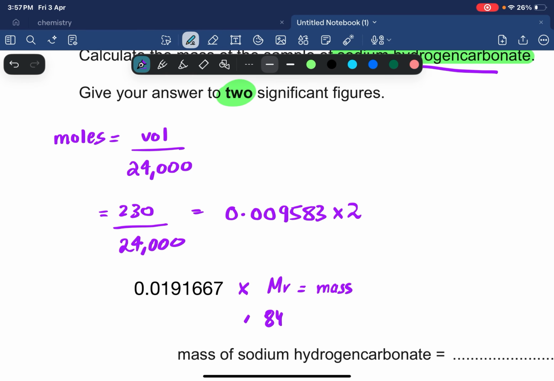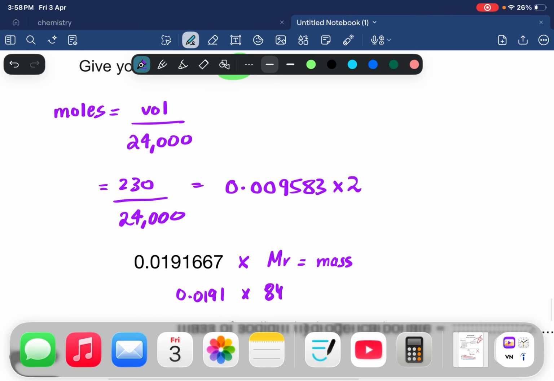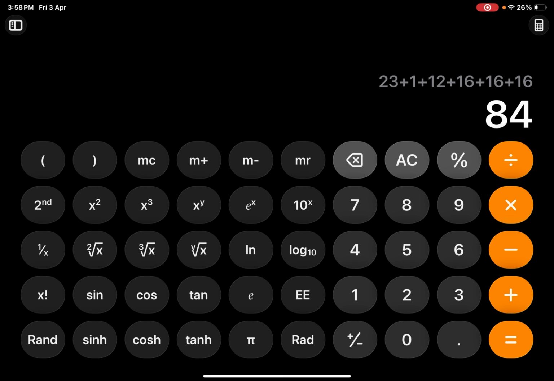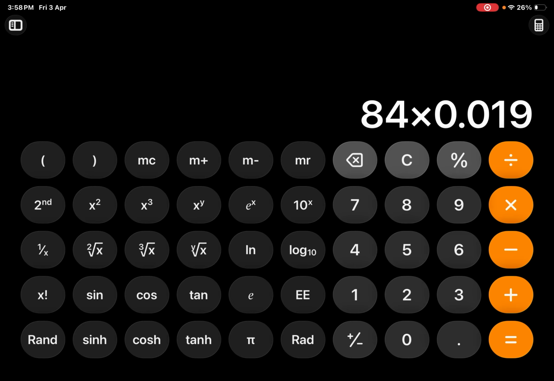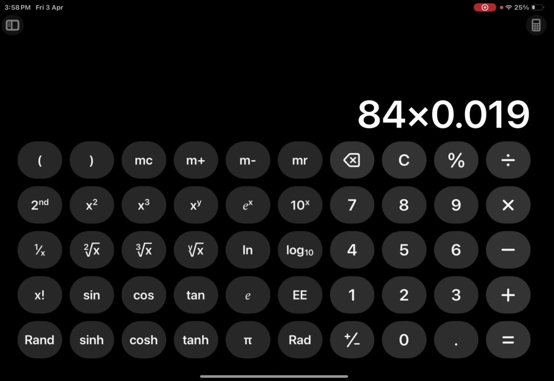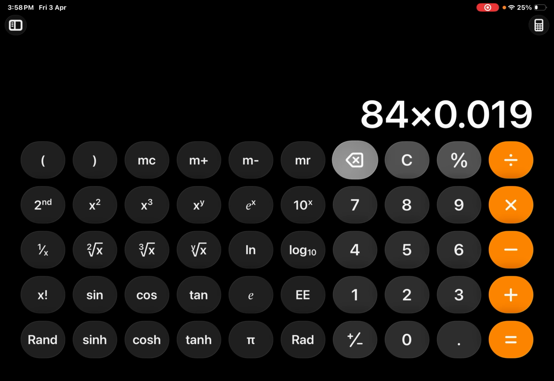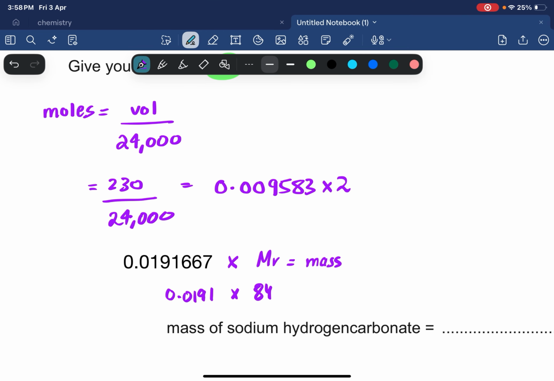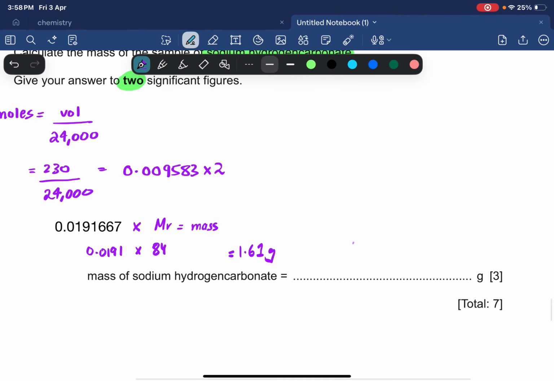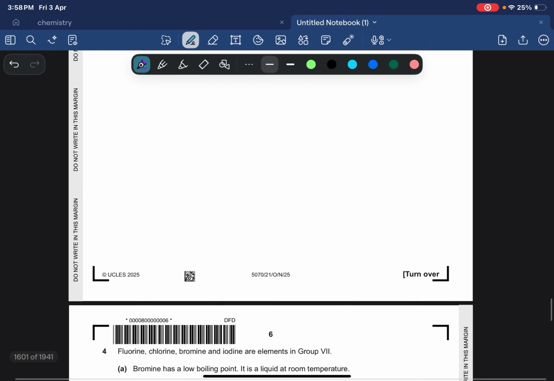So 84 multiplied by 0.0191667, whatever that is. 84 multiplied by 0.0191667 gives 1.61 grams. 1.61 grams is going to be my mass. I write it to 3 significant figures.